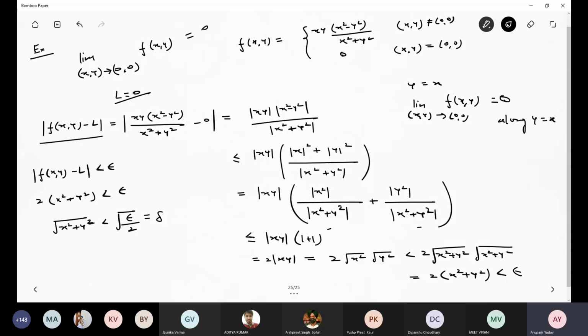Now I'll take queries. Yes, Garv. Open page number 23. 23.